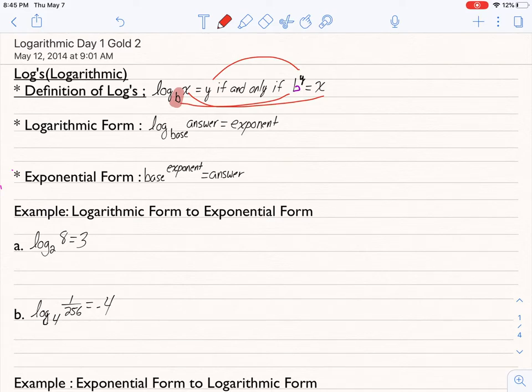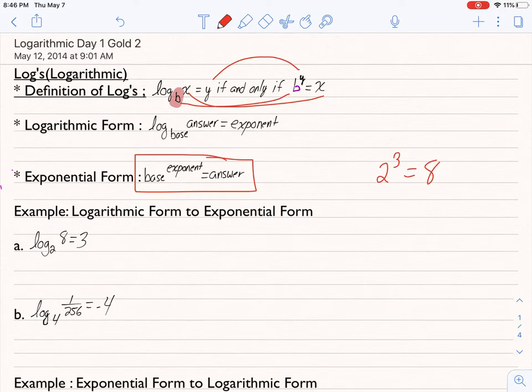Logarithm form is log base of answer equals exponent. And exponential form is base to the exponent equals answer. This is how we're used to seeing it, such as 2 to the third equals 8. My base is 2, my exponent is 3, and my answer is 8. We're used to seeing it that way.